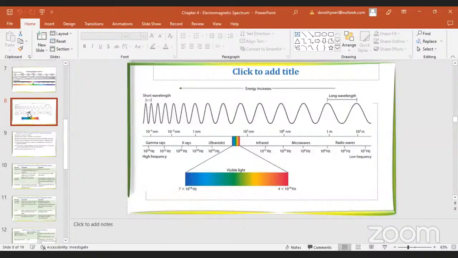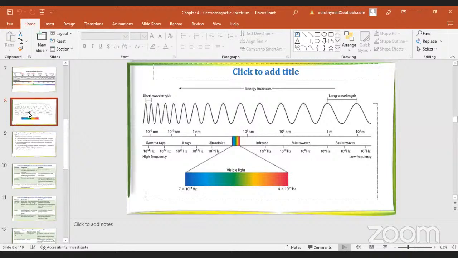Let's go to question 15. It talks about arranging the following radiations in order of increasing wavelength. You have been given UV, gamma, radio, and infrared, and you're being told to arrange them in the order where their wavelength is increasing. The next question is still about arranging the waves. Arrange the following in the order of increasing wavelength.